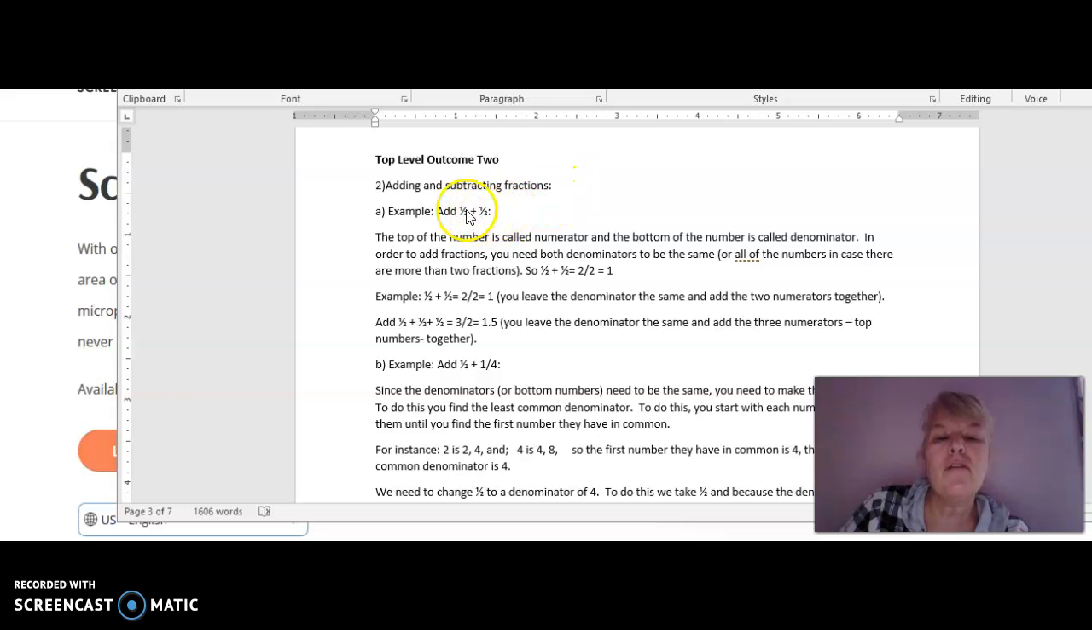So in this case, all you have to do is keep the 2 on the bottom and add 1 and 1 is 2. So 2 over 2 equals 1. So if you add 1/2 plus 1/2, it equals 1.